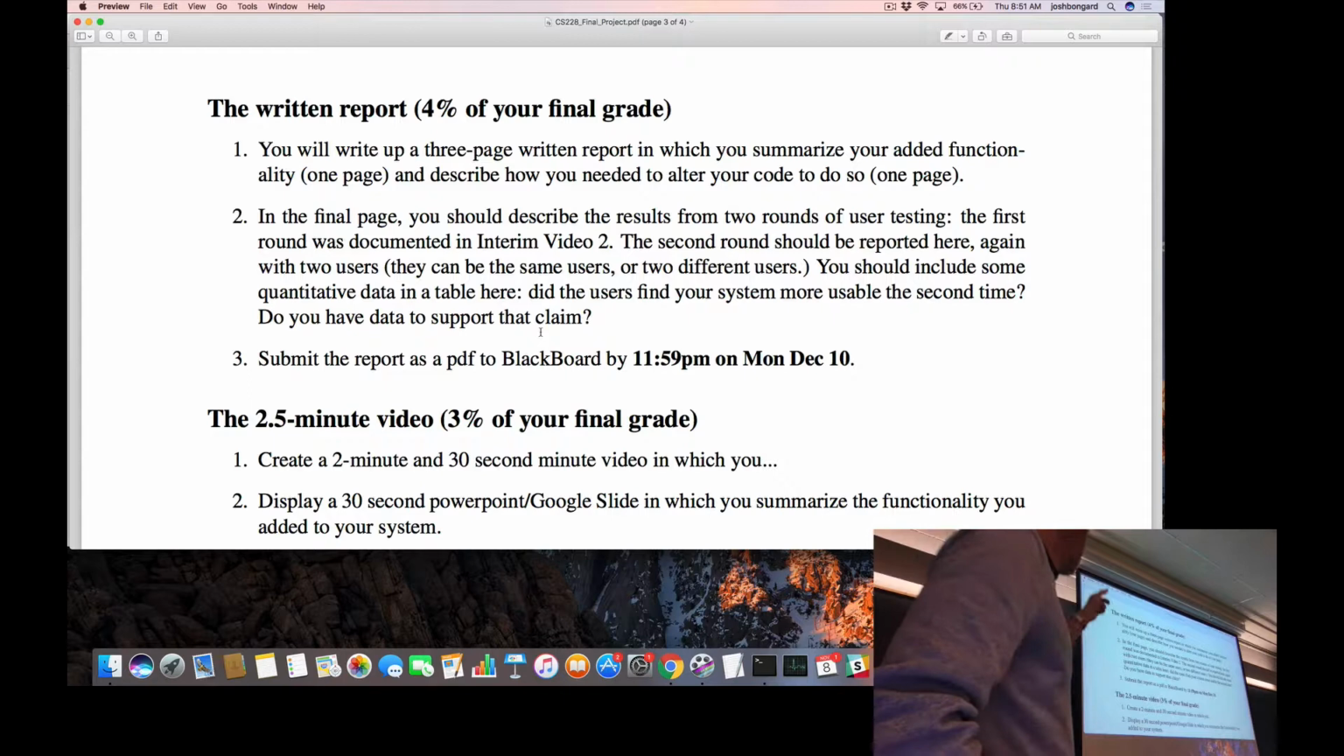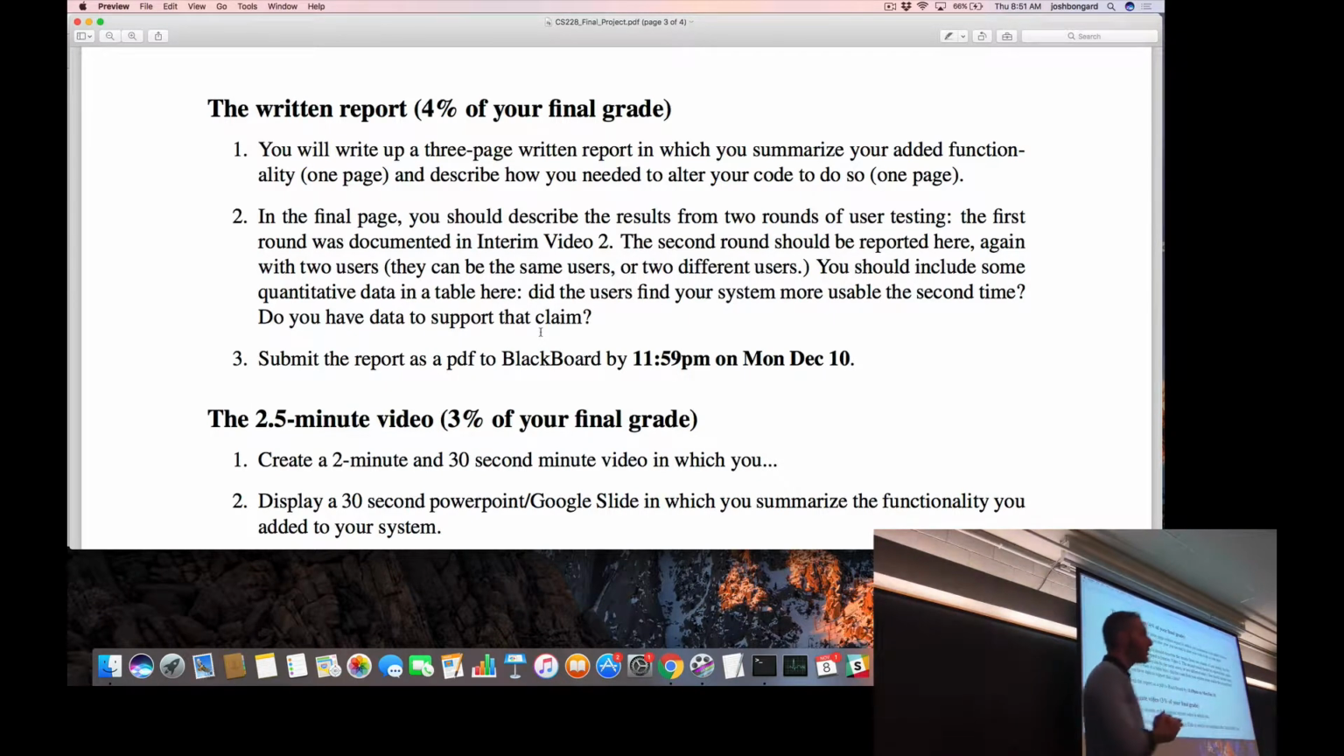Final page is results from 2 rounds of user testing. So you did user testing during Thanksgiving and you demonstrated it in your interim report after Thanksgiving. Hopefully you go back to either the same users or 2 different users. And you can do this before December the 5th. Doesn't really matter to us. Just do a second round of user testing.